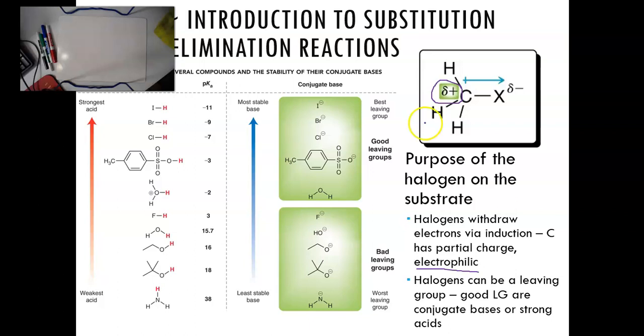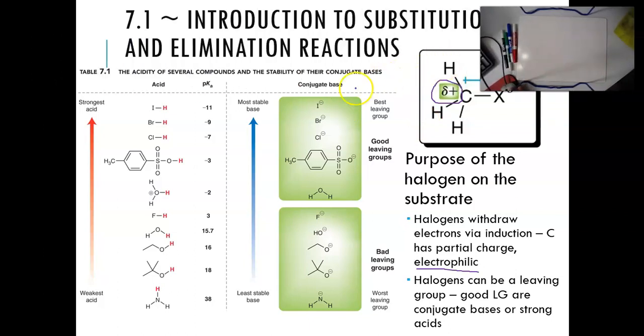The second reason why we have that halogen on there is because it is a good leaving group. The table on our slide includes acids on the left, and we've seen this portion of the table before. We have our strong acids up at the top and our weak acids down at the bottom. We also know from Gen Chem that strong acids create weak bases, or another way to say that is a stable base, aka a weak base.